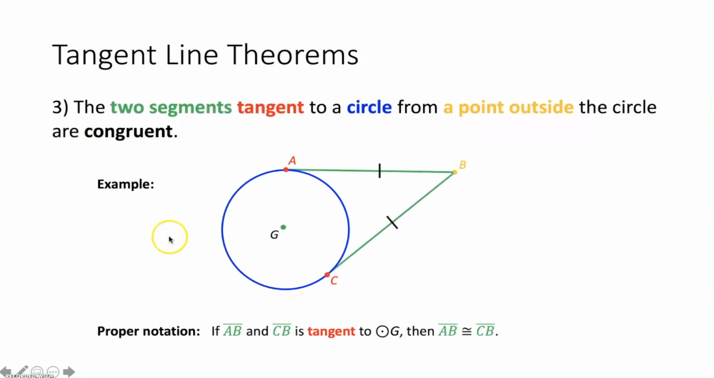Now the third tangent line theorem says the two segments tangent to a circle from a point outside the circle are congruent. So let's explain this. Looking at our example down here, we have two segments, segment AB and segment CB, and they are tangent to circle G down here. And you can see that segment AB is tangent to circle G at point A. Segment CB is tangent to circle G at point C. Because they are both tangent to circle G and they intersect at the exact same point out here, point B, these two segments then must be congruent to one another by this theorem.